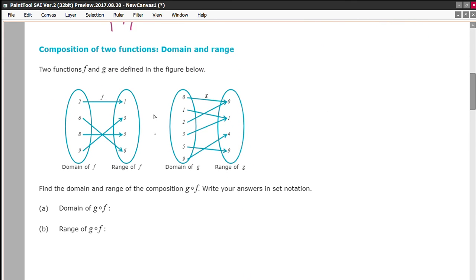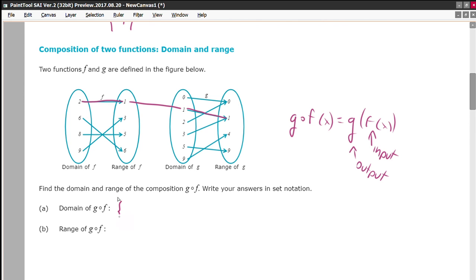Another example. In this case, I'm being asked to find G composed with F. So here we can see that F is the input function and G is the output function. So what do we have to do? First, the first value in the domain of F is 2. F of 2 is 1. Is 1 in the domain of G? Yes, it is. And G of 1 is 1. So 2 is going to be in the domain of the composition.